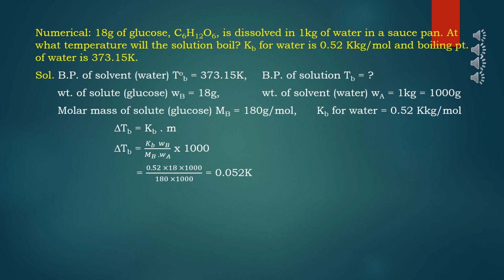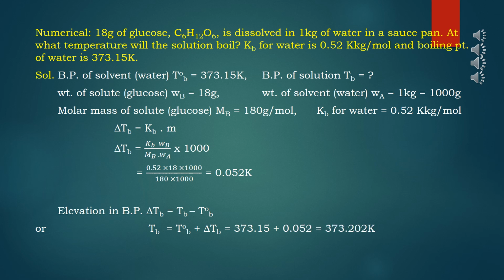So now the elevation in boiling point delta Tb is equal to Tb minus Tb naught. So from here Tb can be calculated. Tb is equal to Tb naught plus delta Tb, which comes out to be 373.15 plus 0.052 Kelvin. That comes out to be 373.202 Kelvin, which is the required answer.